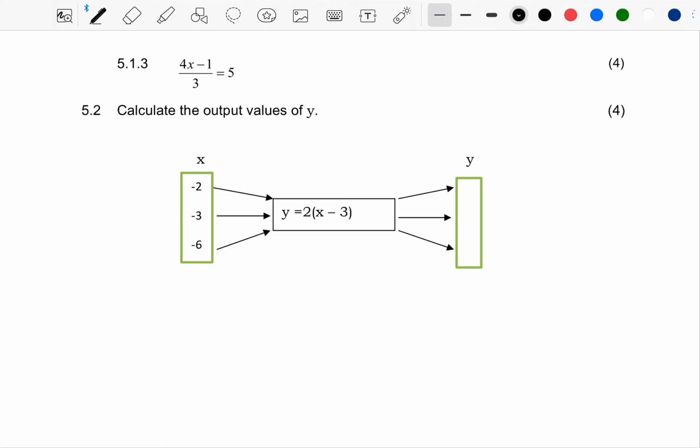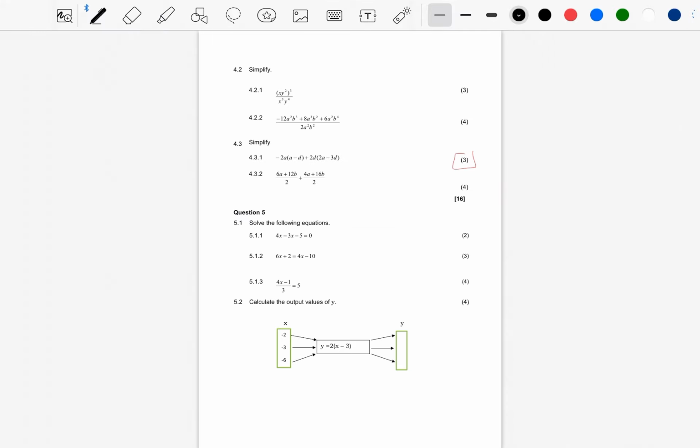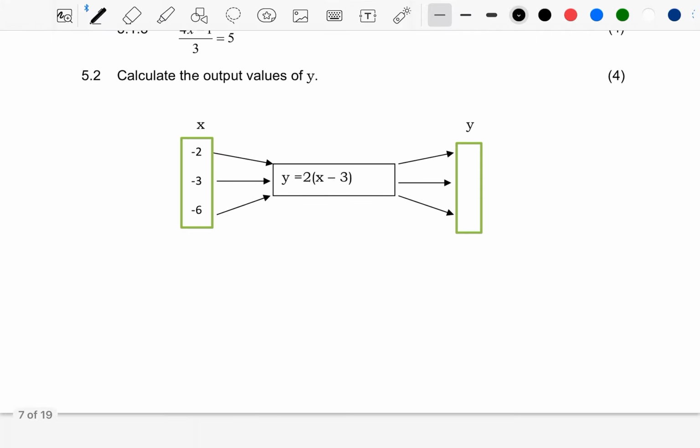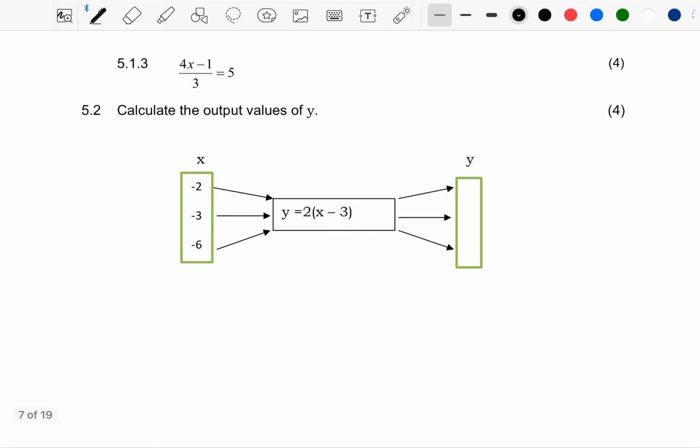Tell me what answers you get before you even look at the video. This will help you stay ahead of the game and be able to engage with me. Okay, now calculate the output values of y.